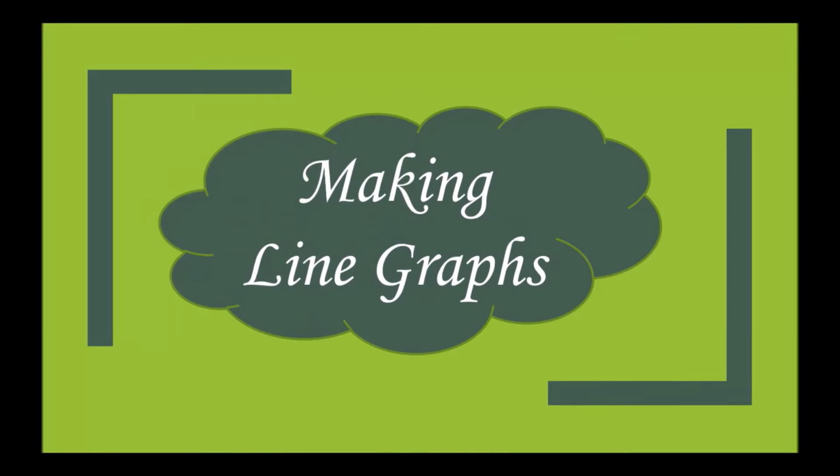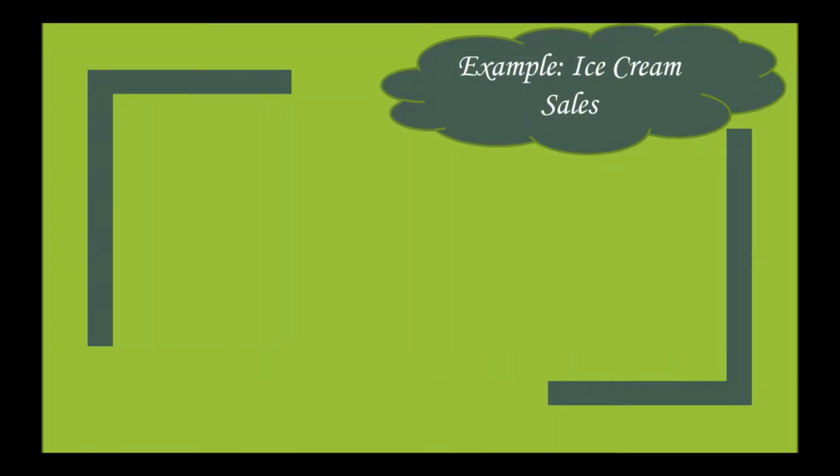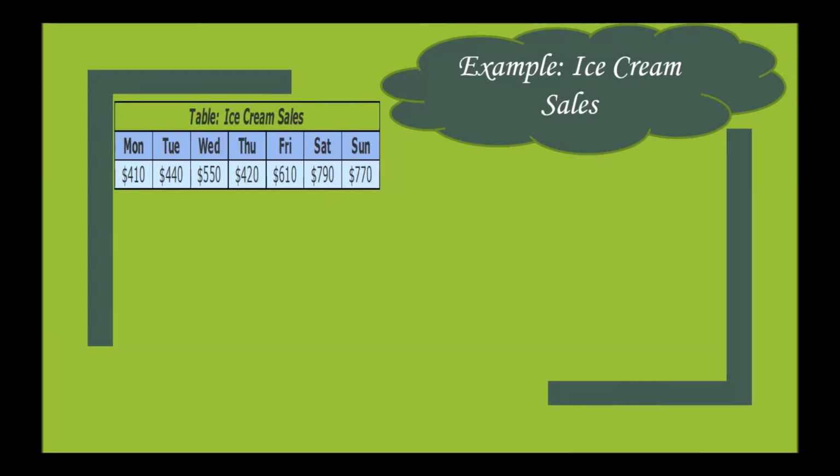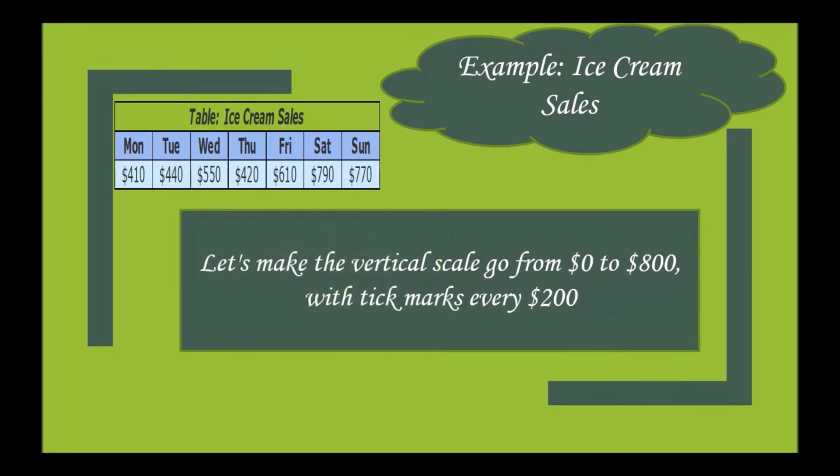Now how do we make a line graph? So let's learn about the making of a line graph. One example is ice cream sales. This is a table which shows the week, that is Monday to Sunday, and dollar amounts are given. So let's see how we will make this as a line graph. Let's make the vertical scale go from $0 to $800 with tick marks every $200.